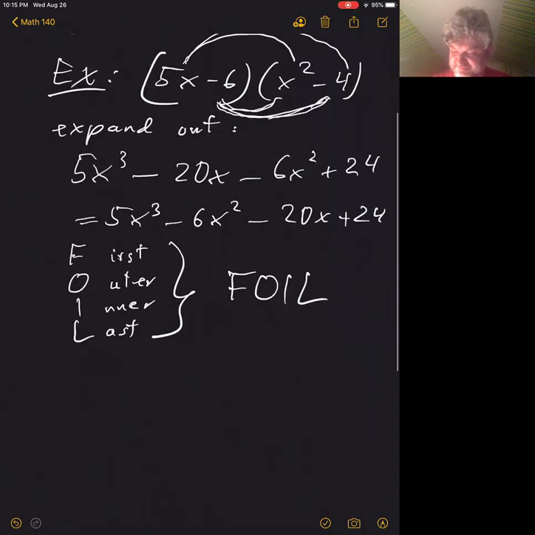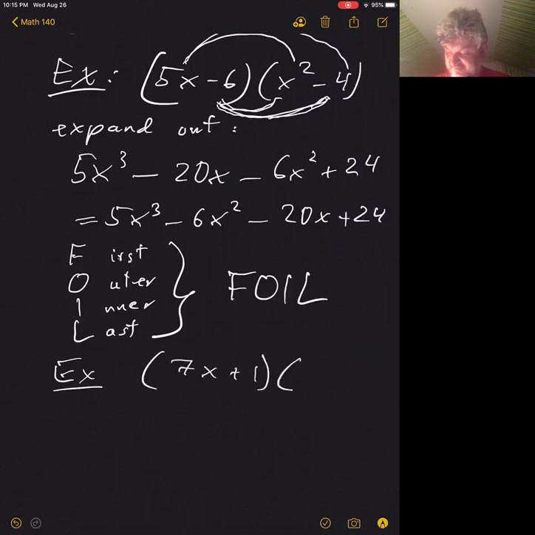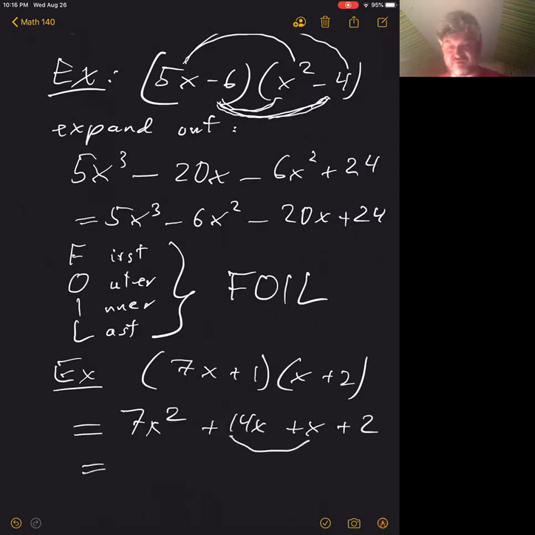Let's do one more example. 7x plus 1 times x plus 2. Same order. The two first terms is 7x squared. The outer terms is 14x. The inner terms is 1 times x. And then 1 times 2 is 2. And this is what I meant. Combine the like powers of x. So we have a total of 15x in the middle. So far, so good.